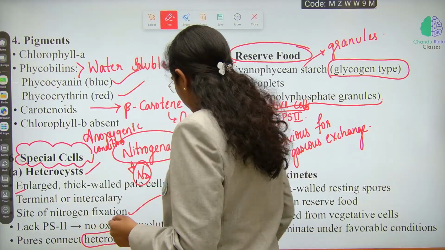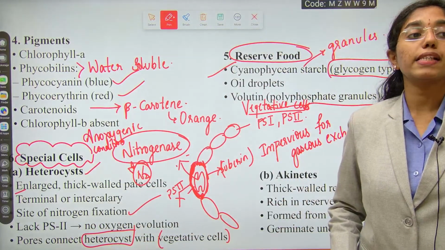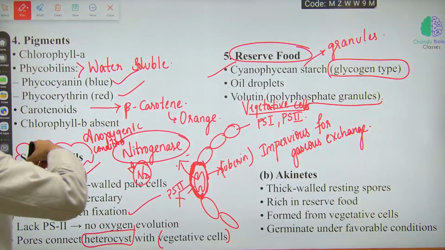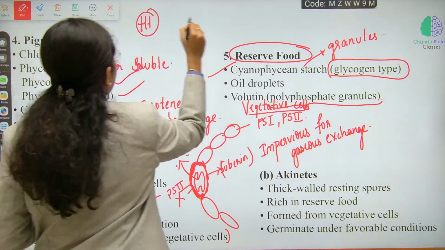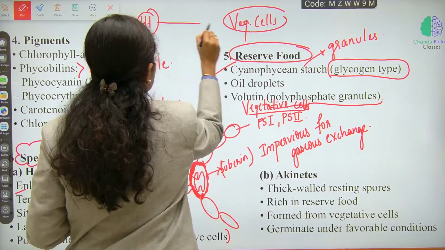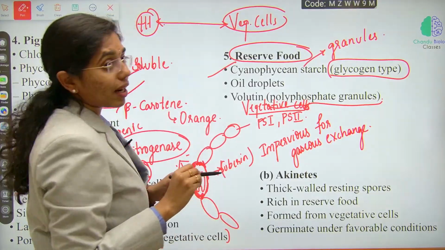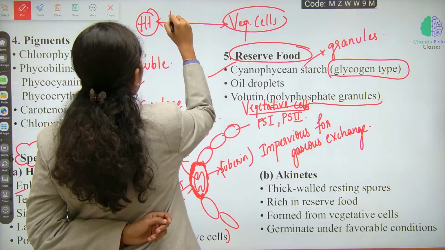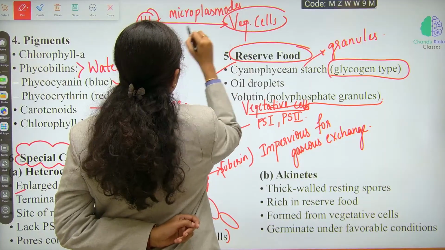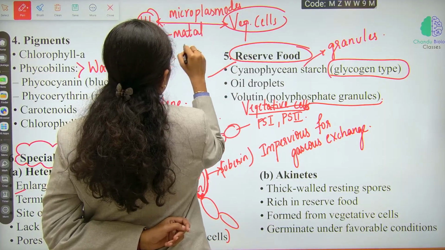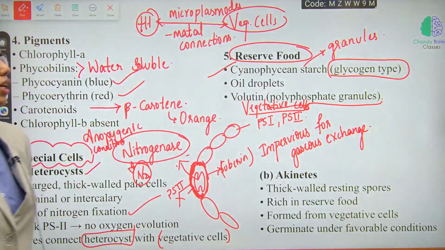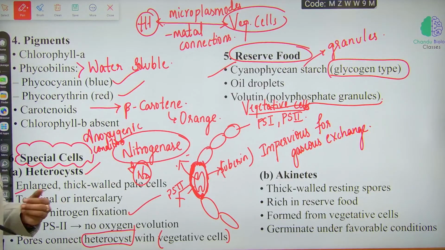What are those pores? These pores are known as microplasmodesmatal connections. Microplasmodesmatal connections will connect the heterocyst and vegetative cells. What is connecting between these two? The pore-like structures which are known as microplasmodesmatal connections. Clear with the heterocyst?